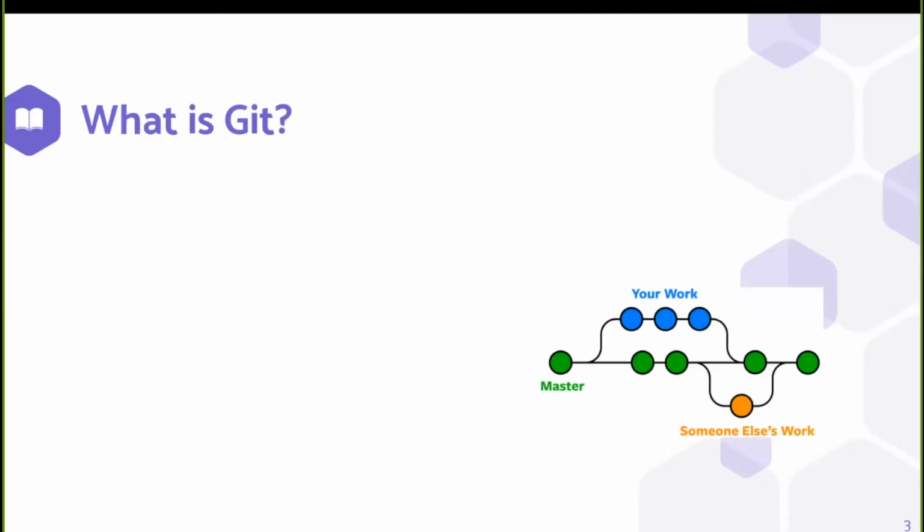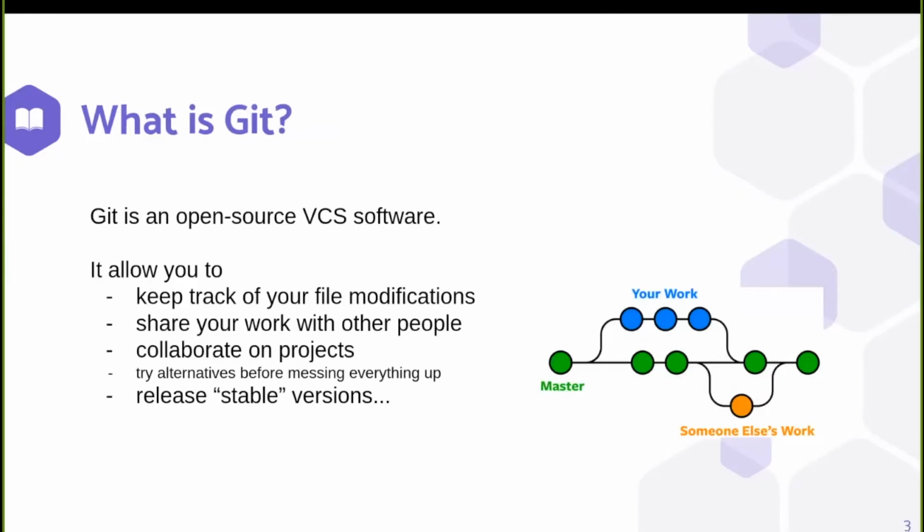So we will look into something else that allows you to manage your versions in a more manageable way. And it will help you to keep track of your file modifications, but also it will allow you to collaborate with all the people on a project. So you can then also try some alternatives if you want to test some stuff before putting it all on the same workflow. And so, yeah, we will see how we can do that. And finally, we will also see that we can release some versions when you are satisfied with the status of your work at some point.